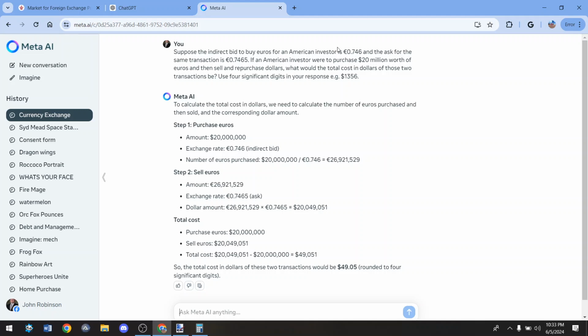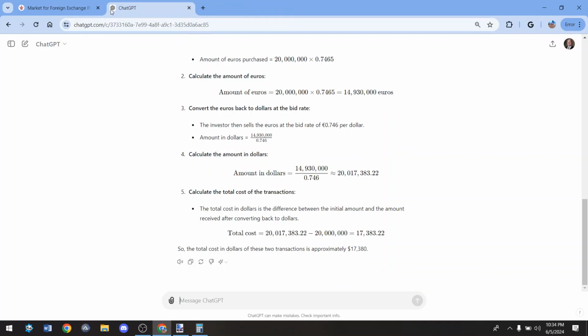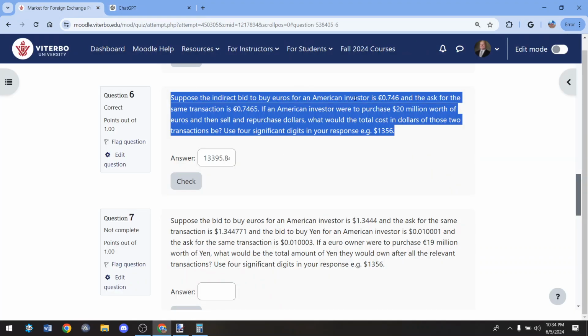I wonder if actually the language is confusing in this case, right? Because it says the indirect bid to buy euros from American Investor. Well, anyway, no luck either way. But if you think about it from the perspective of the market maker, then you won't go amiss, right? They'll be in good shape.